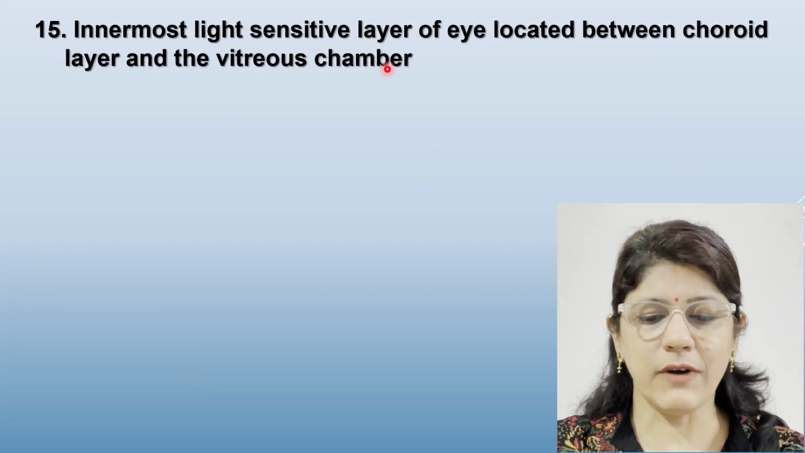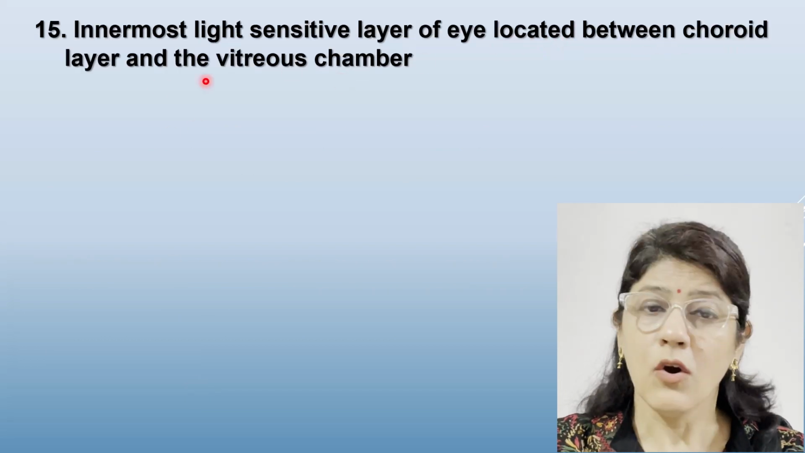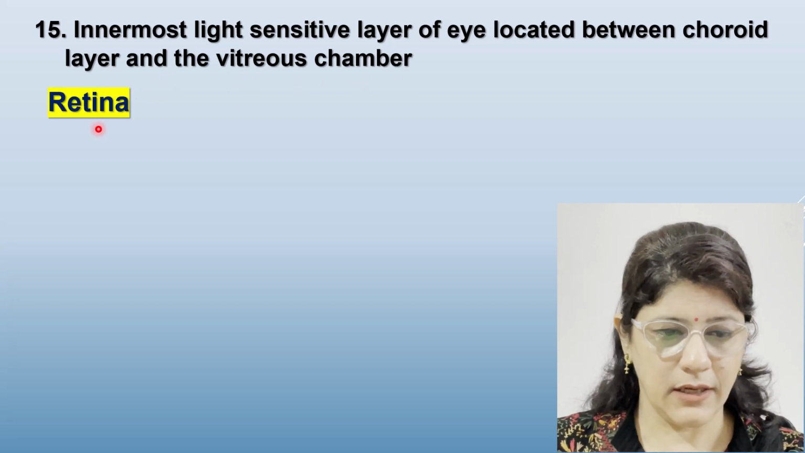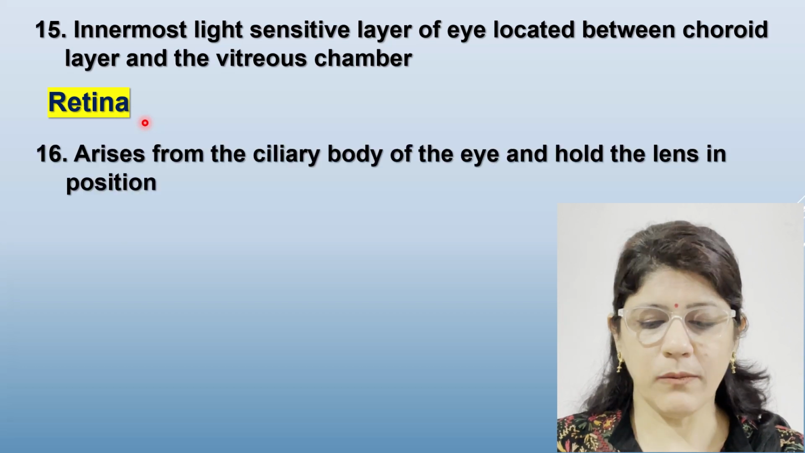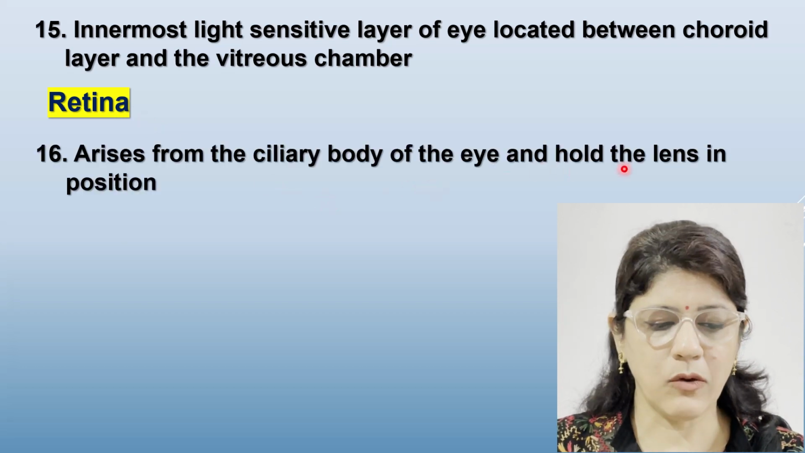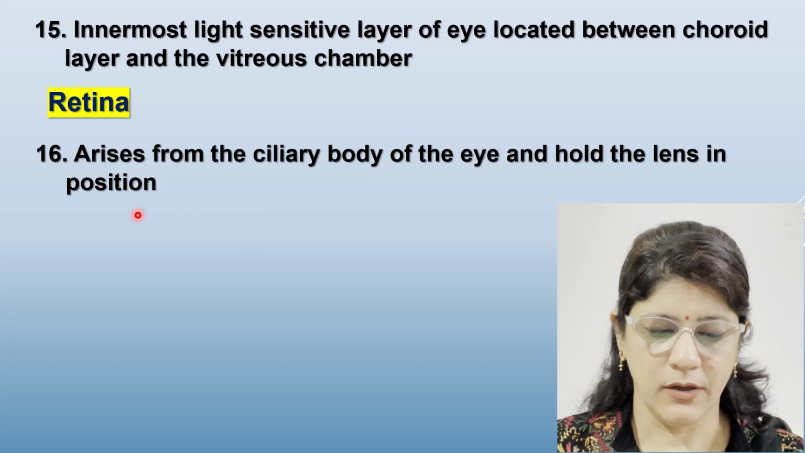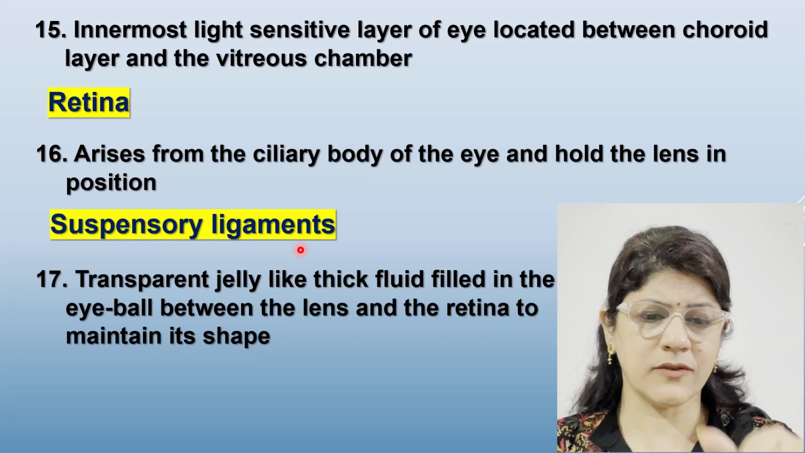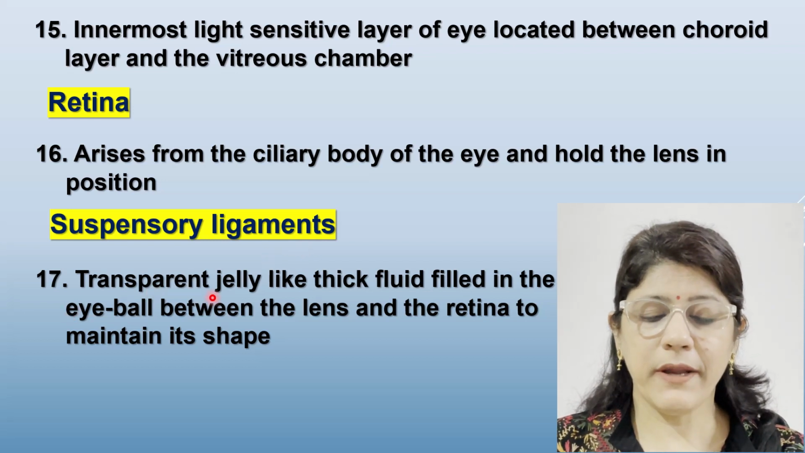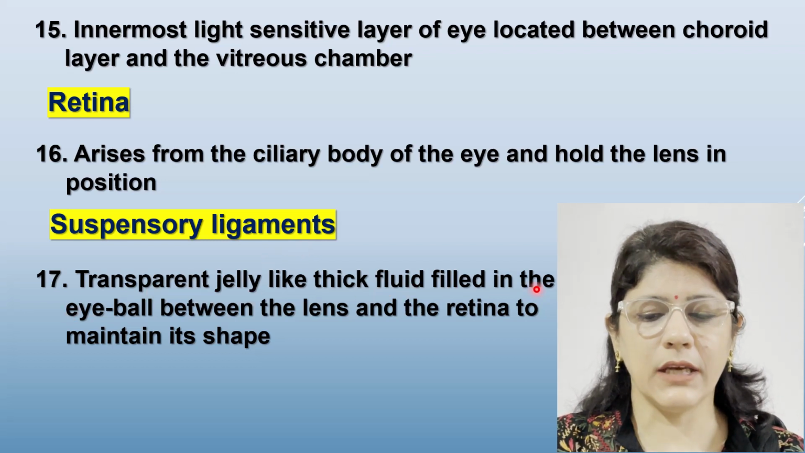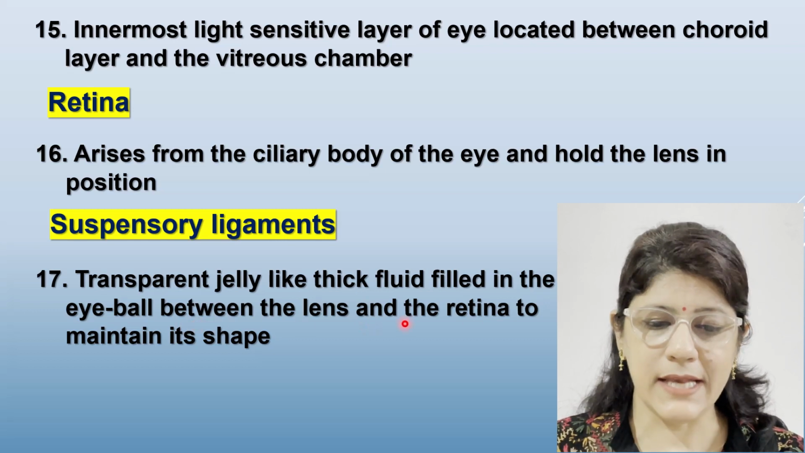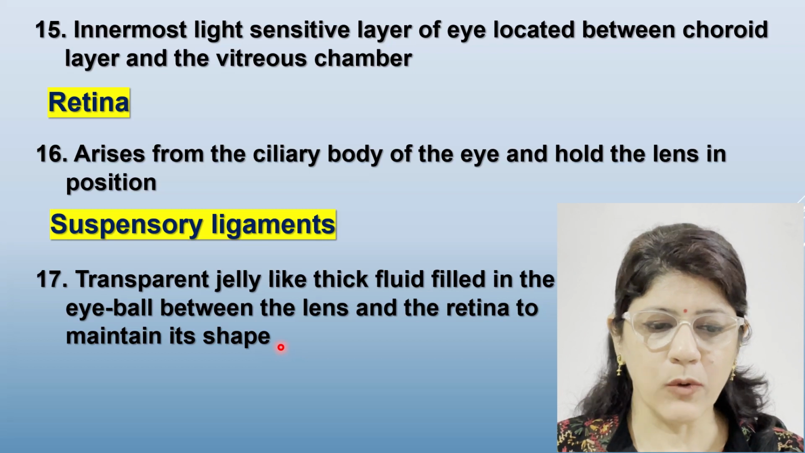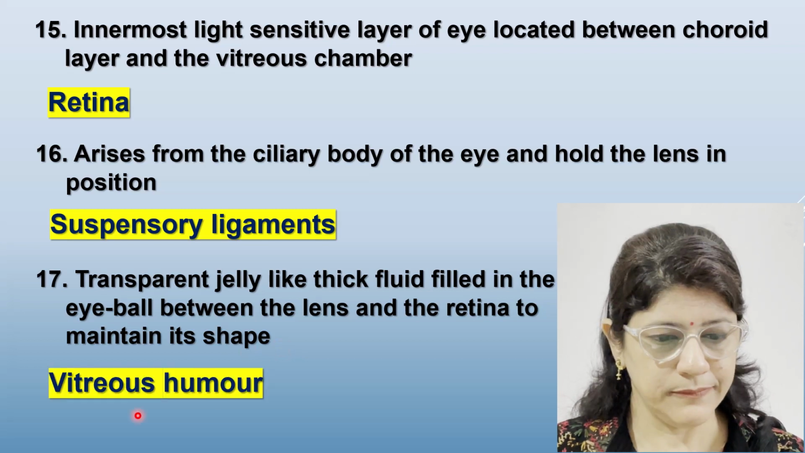Innermost light-sensitive layer of the eye located between the choroid layer and the vitreous chamber. This is the retina. Arises from the ciliary body of the eye and holds the lens in position. These are suspensory ligaments. Next is a transparent, jelly-like thick fluid filled in the eyeball between the lens and the retina to maintain its shape. This fluid is vitreous humor.